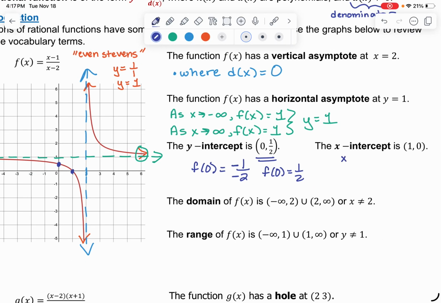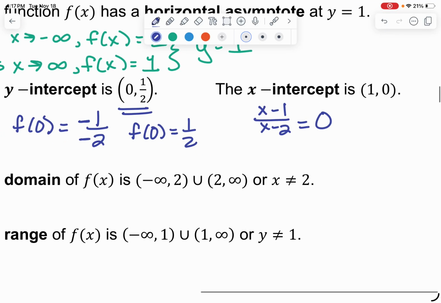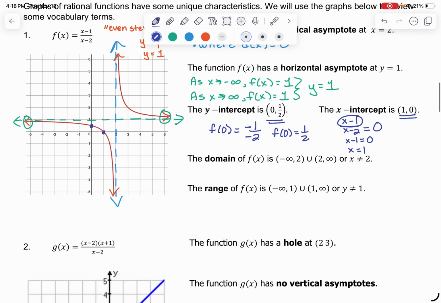So we're going to take x minus 1 over x minus 2 and set the whole thing equal to 0. Now, a fraction only equals 0 when the numerator is equal to 0. So just take x minus 1, set that equal to 0, solve for x, and you get (1, 0). The function equals 0 when x is 1.